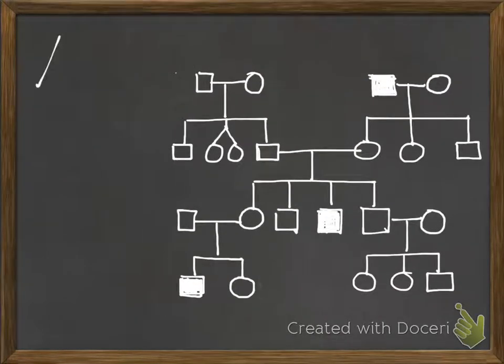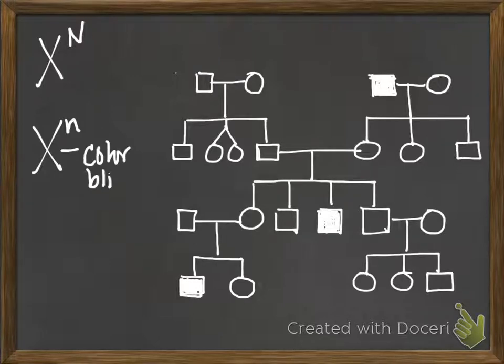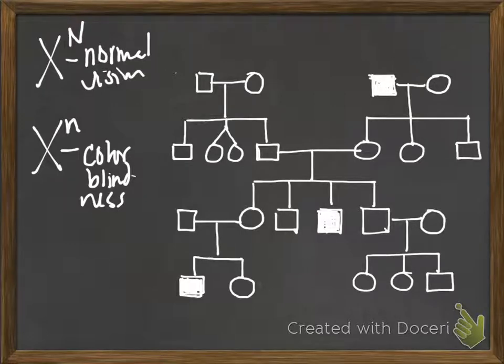Let's assign alleles. So we know this is on the X chromosome, and we'll just say that we have X capital N, which would be a normal X, and X little n, which would be the allele for whatever the condition is. We'll name one of the X-linked disorders. This could be color blindness, and this would be normal vision. But this could be any of a number of X-linked disorders, and there are three X-linked disorders on the packets that you're going to get that you'll be working with.